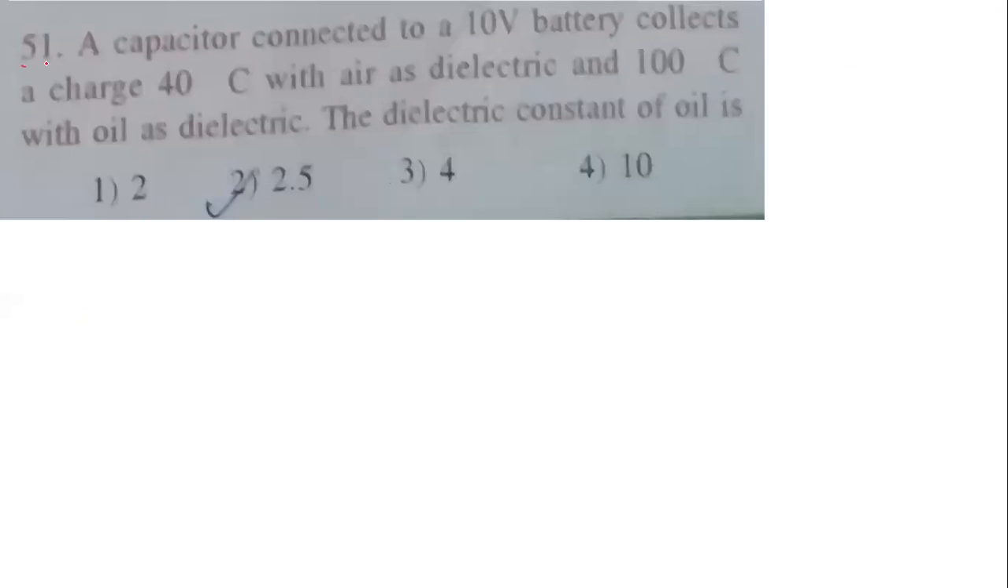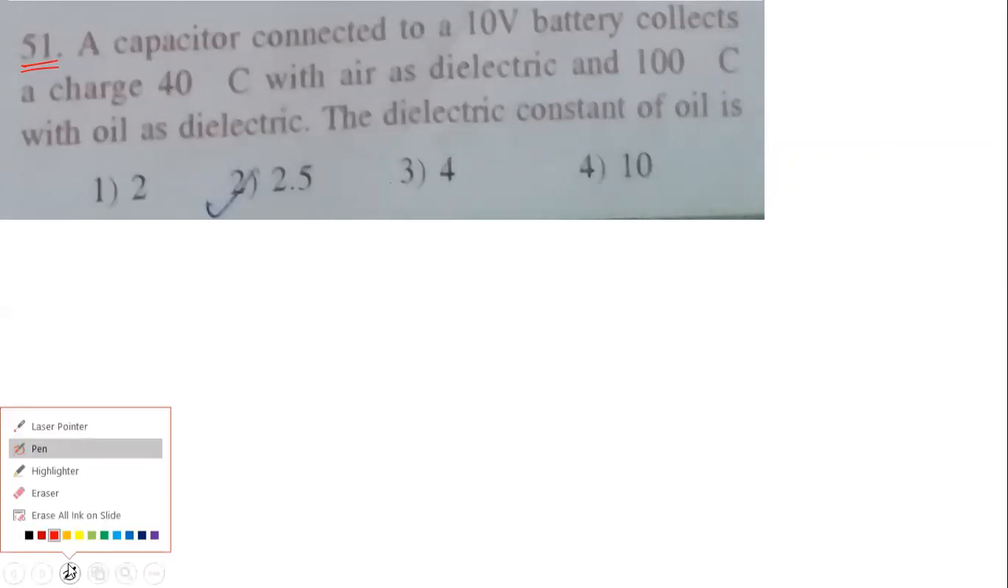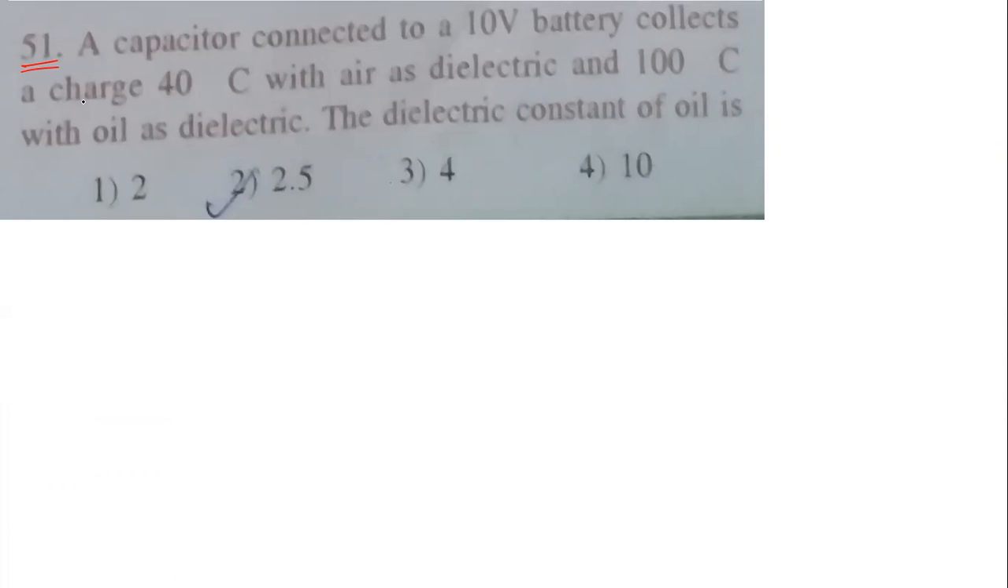Question number 51. What is question number 51 asking us? It says a capacitor is connected to a 10 volt battery. It collects a charge of how much? 40 coulomb with air as a dielectric. So the potential is 10 volt and the charge is 40 coulomb with air medium as a dielectric, and 100 coulomb with oil as a dielectric.